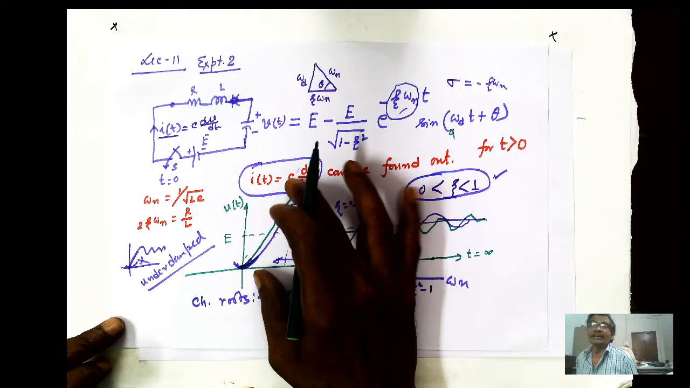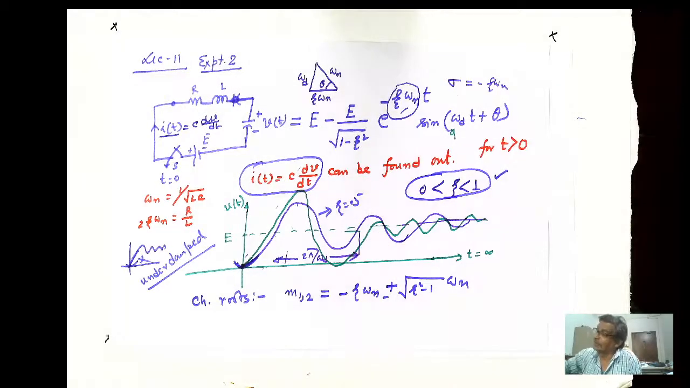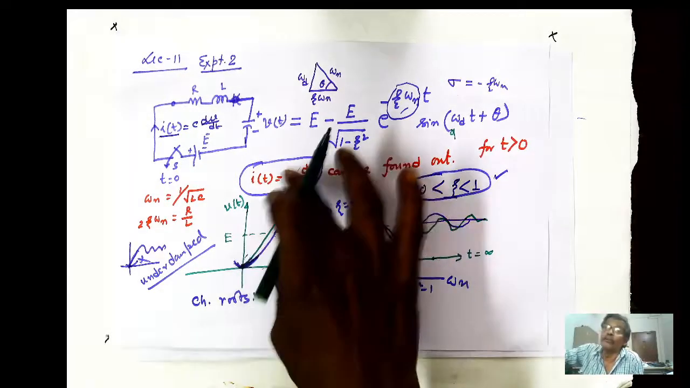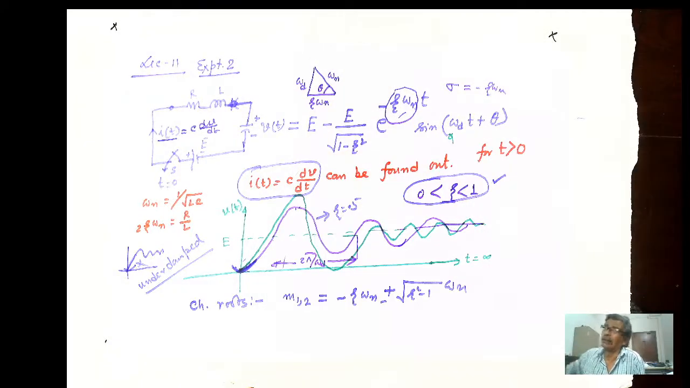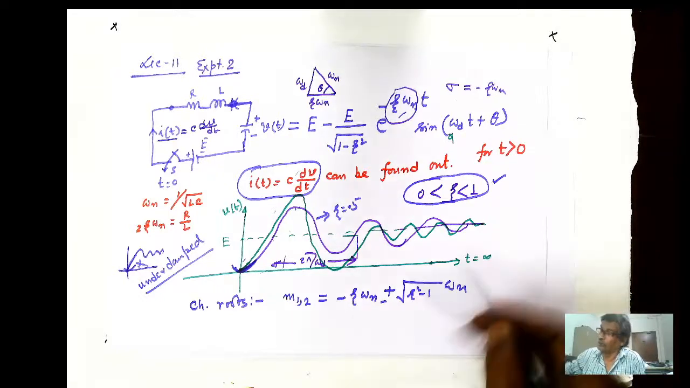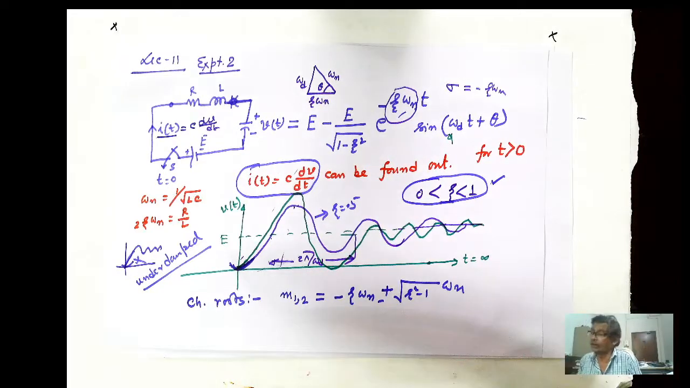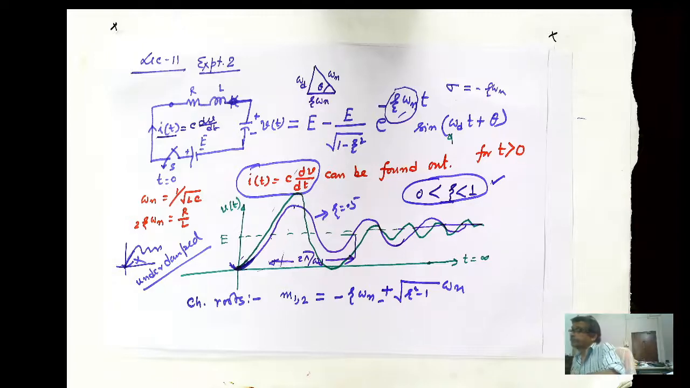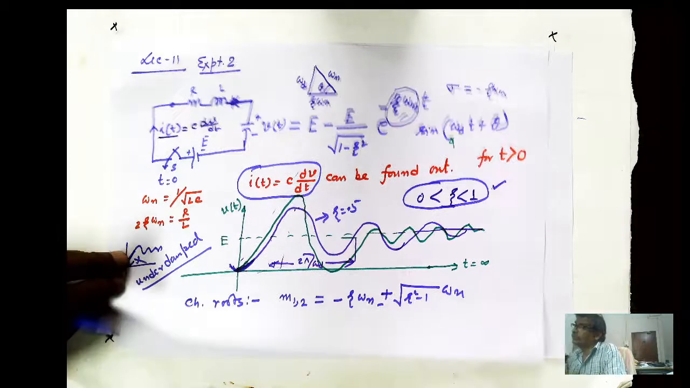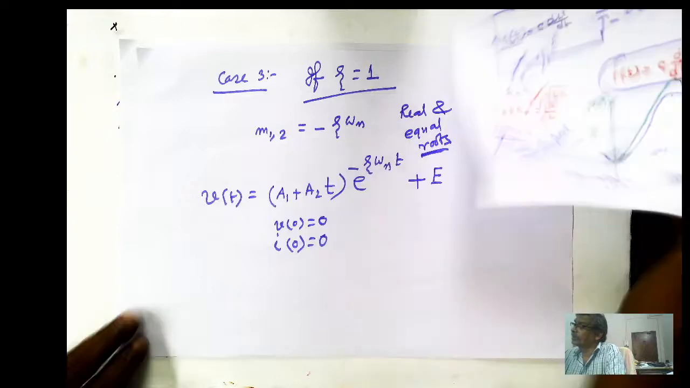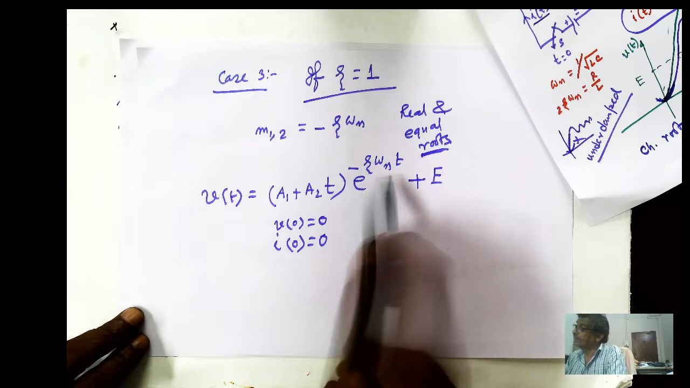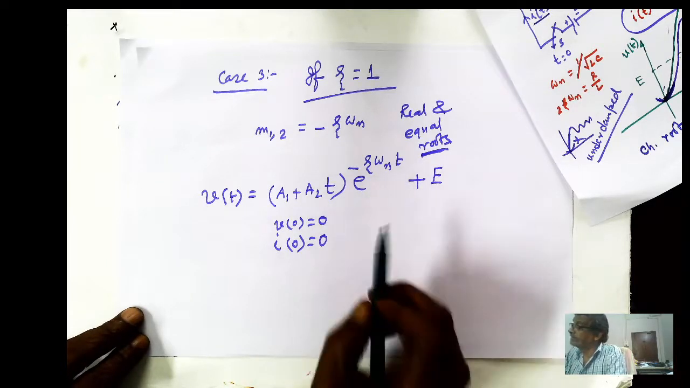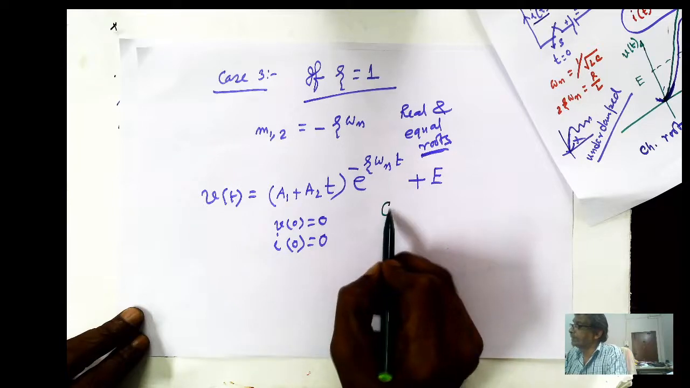So these are the examples. Further make zeta less, and the capacitor voltage waveform will become peakier. Oscillations will be much more. It may take longer time to die down, and of course eventually it has to come to E only. That should be understood. In the case when the roots are real and equal, and of course negative, the system is said to be critically damped.